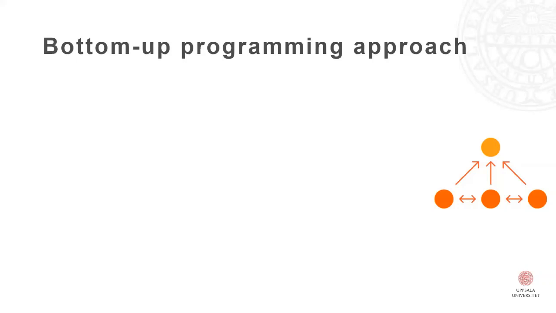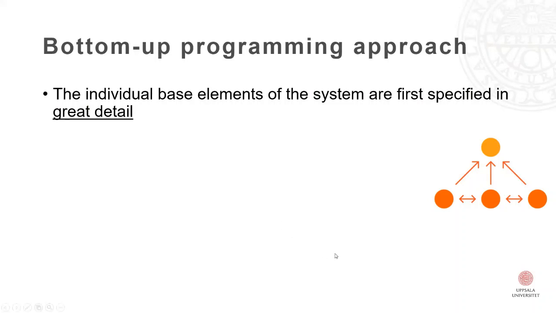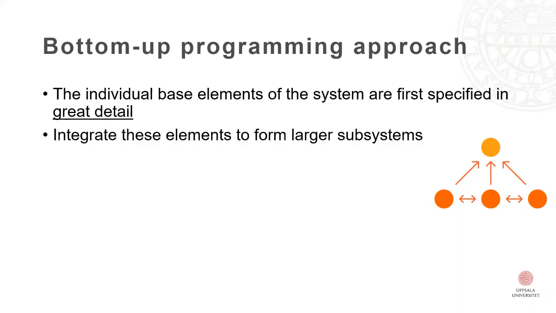Another strategy, which is kind of the opposite, is called the bottom-up programming approach. In this approach, as opposed to the previous one, you start from the very base elements of your system. You need to specify them in great detail. As you see here, it is intuitive. You need to know what they are. If you want to use this approach, you need to explicitly know what the building blocks of your system are.